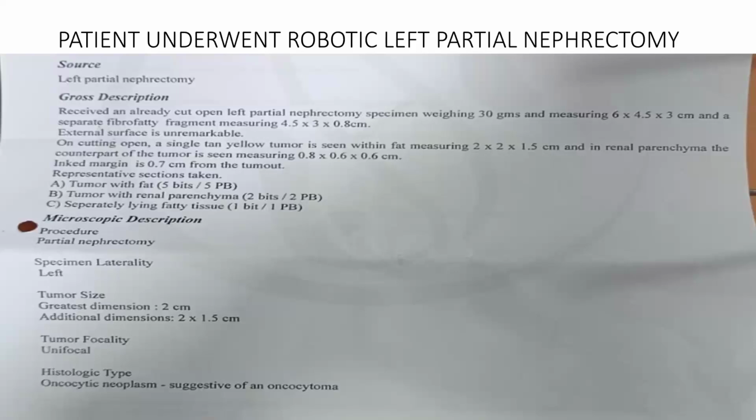So shall we go to the third case? Next case. Let's hurry, it is already 11 o'clock. Let's go quickly. Brijesh.